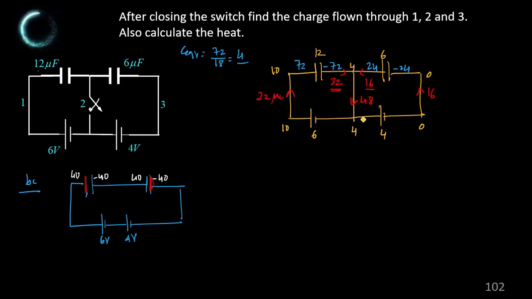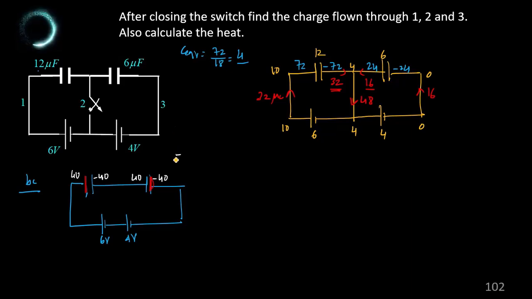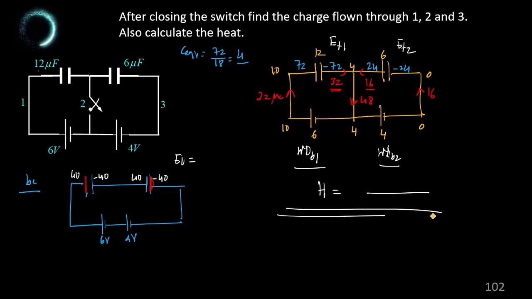So once I know the charge distribution, I can calculate the initial energy and final energy, and you can also calculate the heat. I am giving that part as your homework problem. Calculate the initial energy for this system, the final energies EF1 and EF2, the work done by the batteries, work done B1 and B2, and finally the heat also. I am leaving it for your homework, so you can solve this problem.